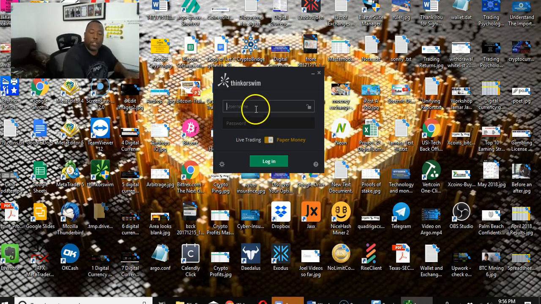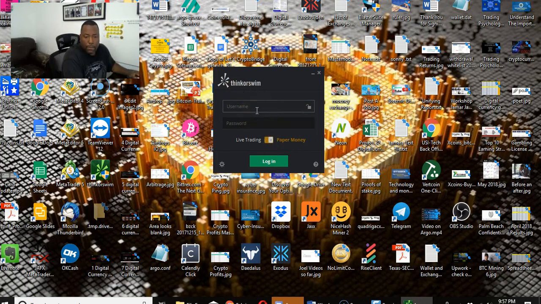Once you sign up for a TD Ameritrade account, you're able to download Thinkorswim. So you go to TD Ameritrade and sign up for an account. I'll include a link that you can use to sign up. Once you get your account, you're gonna get your margin, and then you'll have Thinkorswim. You can do live trading, or you can do paper trading.